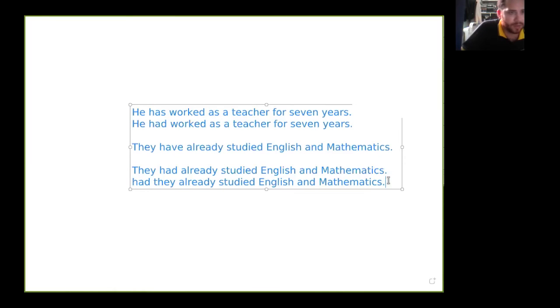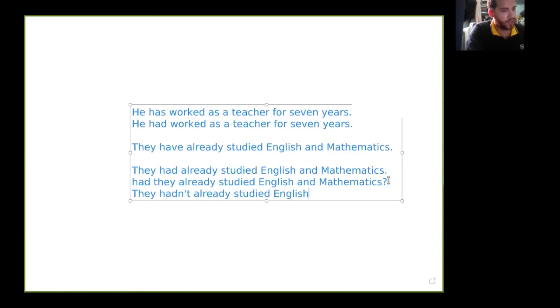Ponto de interrogação aqui também. Pronto. Agora sim, uma pergunta de verdade. Had they already studied English and mathematics? Tá uma interrogativa, o verbo auxiliar veio para frente. E na negativa, vai ficar they had not, tá? Ou você pode colocar também hadn't, não tem problema nenhum se você fizer isso. They hadn't already studied English and mathematics. Eles ainda, né? Ou seja, você vê que aqui está na negativa.